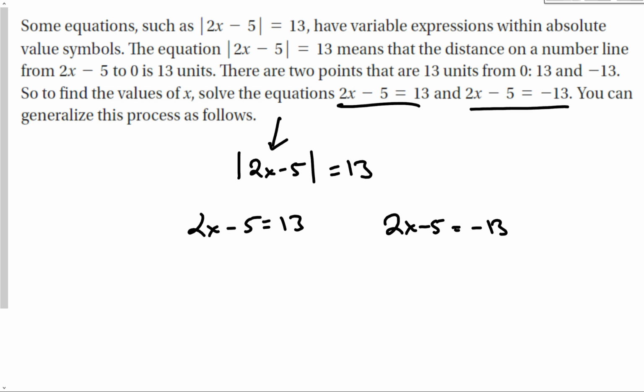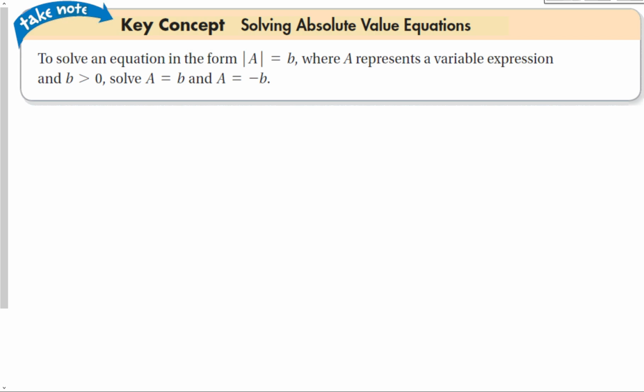So let's solve a problem that uses this. Oh, sorry, first let's look at the rule. To solve an equation in the form of the absolute value of a is equal to b, where a represents a variable expression and b is greater than 0, that's important, of course, because this number can never be less than 0, we solve two separate equations: a is equal to b and a is equal to negative b.